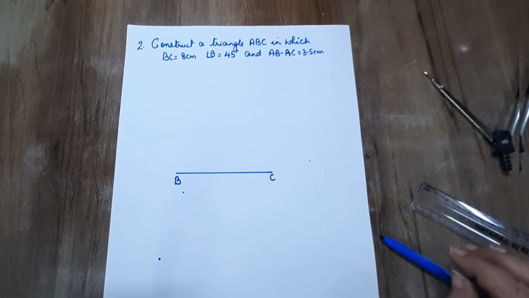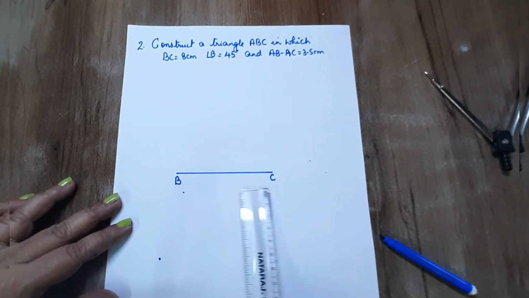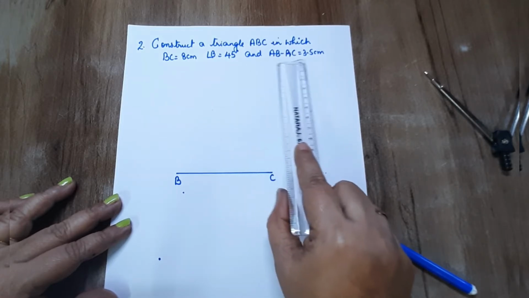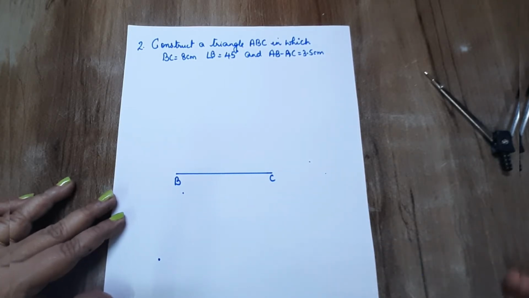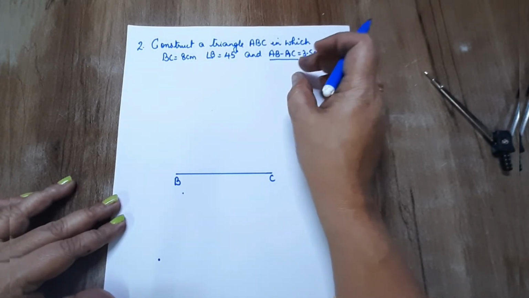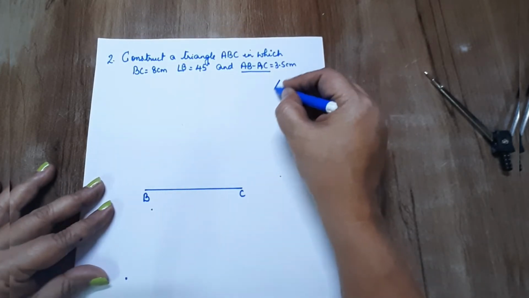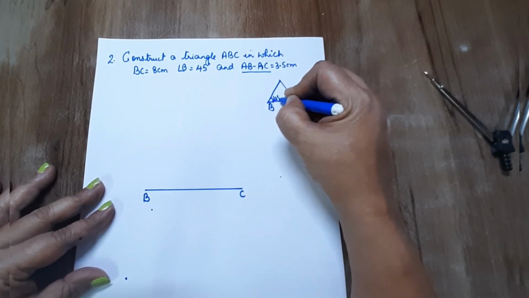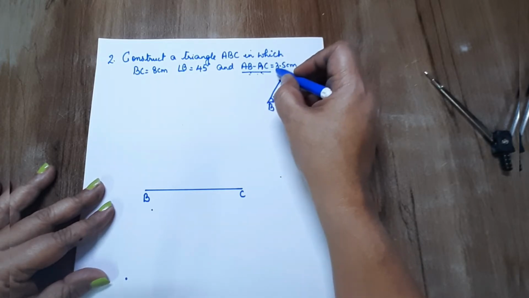Now for the second sum, construct a triangle ABC in which BC is 8 centimeter. Here I have drawn BC 8 centimeter, and at B we have to construct 45 degree and AB minus AC is 3.5. For the previous sum I told you, for addition you need not worry, same step is there. But when it is subtraction, we have to do it two different ways. Now how we are going to handle this sum, check out. First we will draw a rough diagram here. Since base BC is given and B is 45 degree, AB minus AC, AB should be greater than AC.